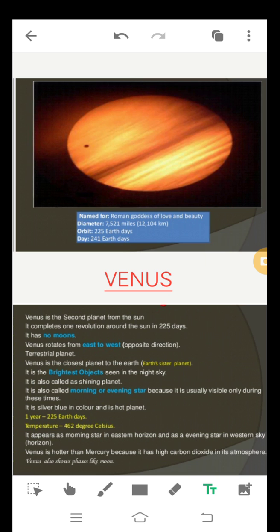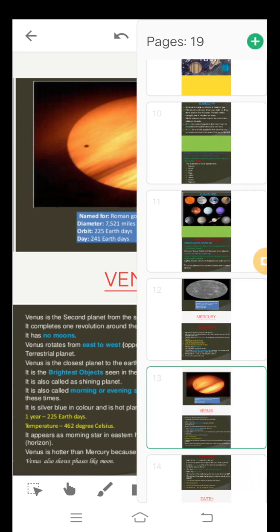It is also called the shining planet, and it is also known as the morning or evening star because it is usually visible only during these times. It appears as a morning star in the eastern horizon and as an evening star in the western sky. But Venus is hotter than Mercury because it has high carbon dioxide in its atmosphere.